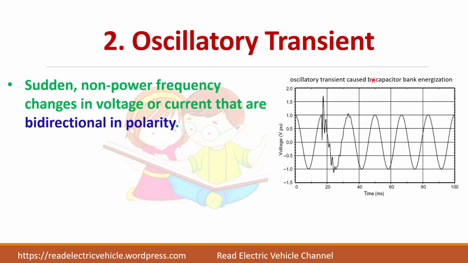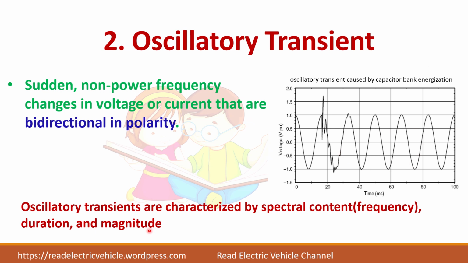So oscillatory transients will be bidirectional in nature. So this is a transient waveform caused by energizing a capacitor bank. Oscillatory transients are characterized by their spectral content, that is the frequency of this one. So according to this, you can classify the frequency as high frequency, low frequency or medium frequency depending upon the oscillations. Then duration and magnitude.